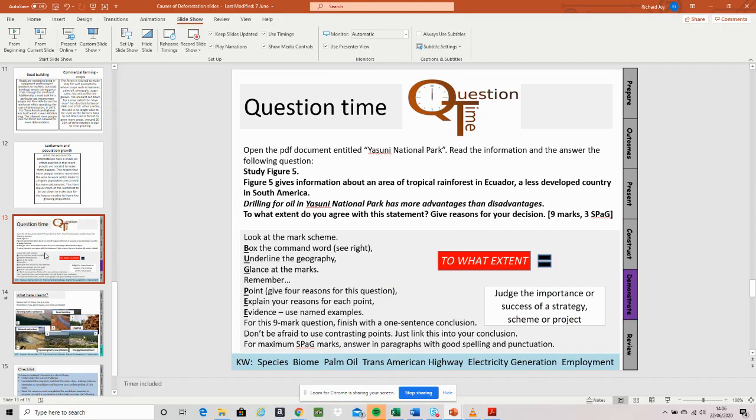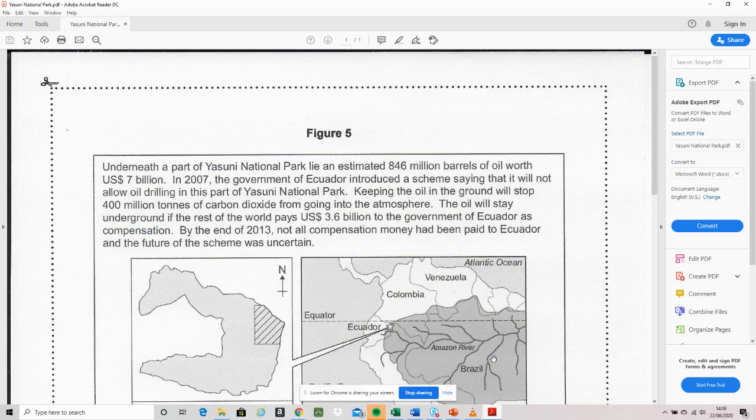This brings us quite neatly onto the question that was in this 2-week pack of work on the Yasuni National Park. So let's bring that question up here. So underneath a part of the Yasuni National Park lie an estimated 846 million barrels of oil worth $7 billion. So in 2007, the government of Ecuador, and Ecuador is the small country there next to Colombia, also in the Amazon basin there, in which the Yasuni National Park lies.